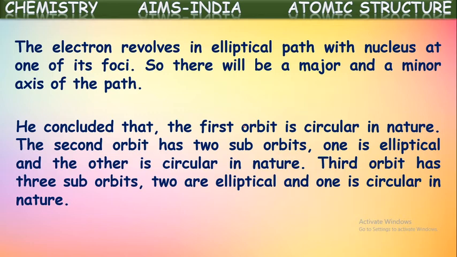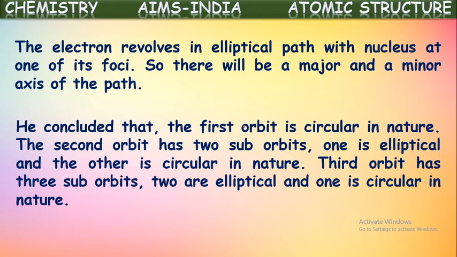The second orbit has two suborbits. One is elliptical and the other one is circular in nature. The third one has three suborbits. One is circular, two are elliptical. So as the number of the orbit increases, the number of suborbits also increases. Out of them, one will be circular, and the remaining are elliptical in shape.